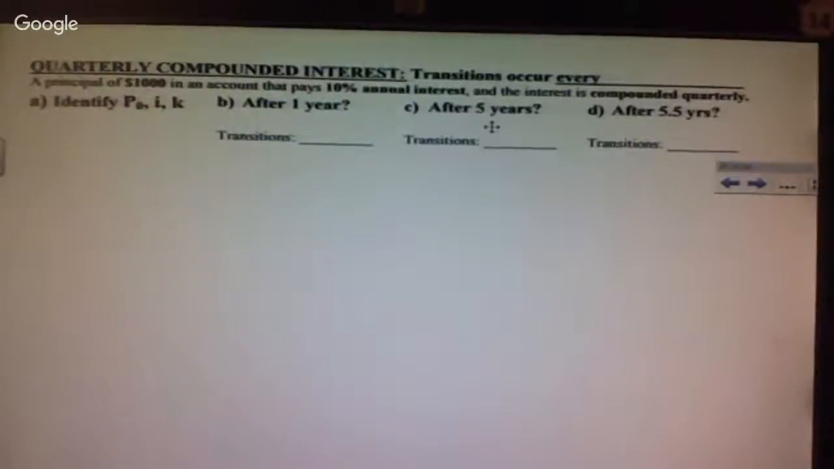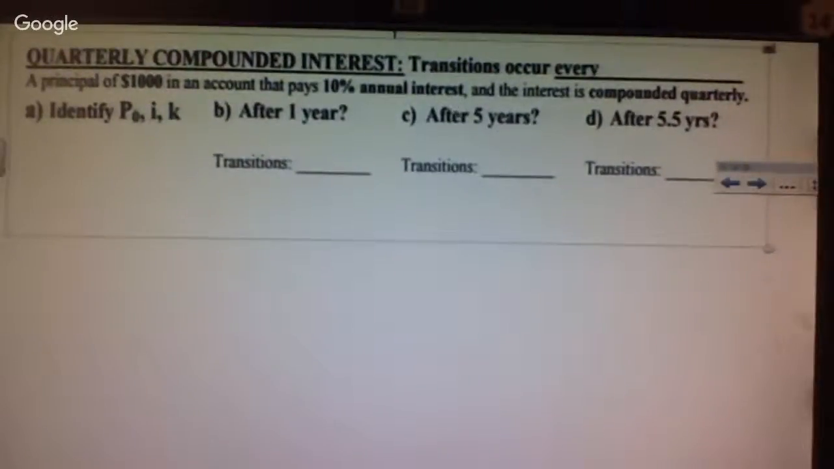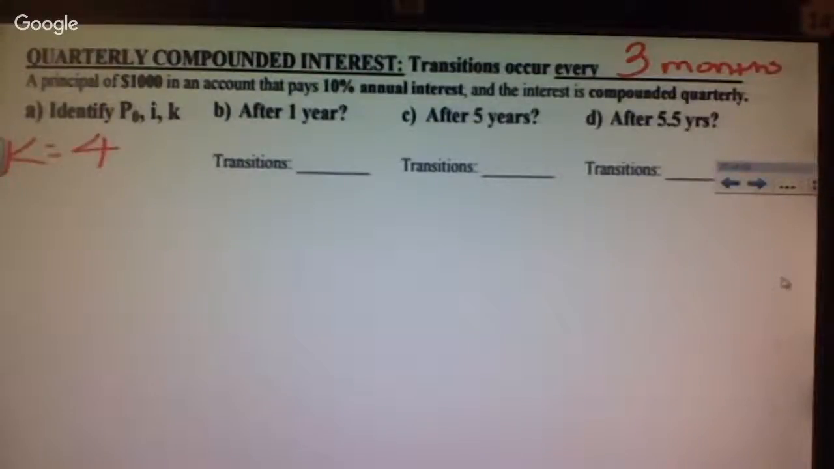So let's do some of these. Okay, so quarterly compounded interest. Transitions are going to occur every how many months? It's happening 4 times a year. Every how many months? 3. It's going to happen every 3 months. Okay, compounded quarterly means my K value is 4. You're going to get money 4 times a year.